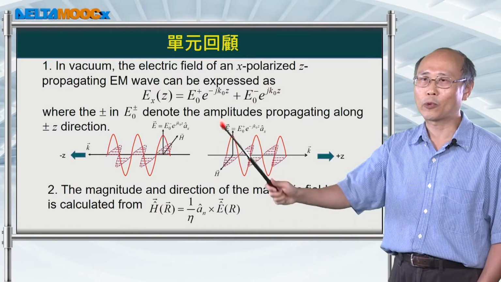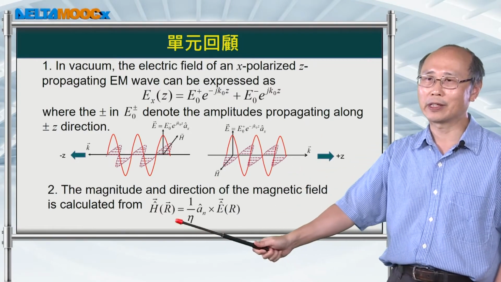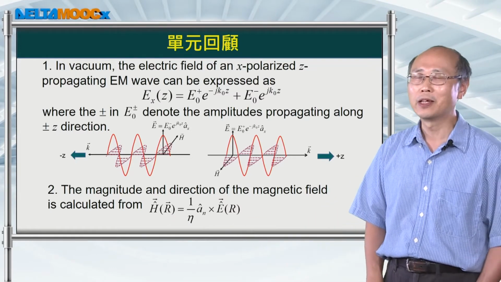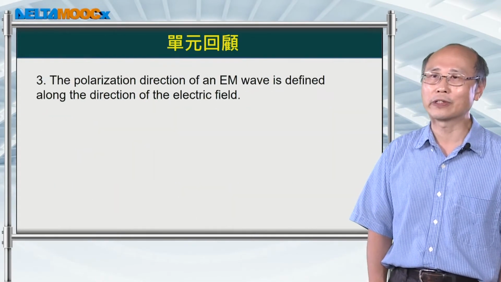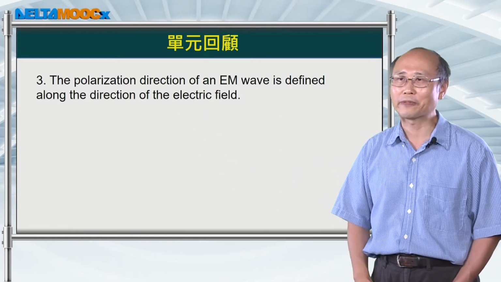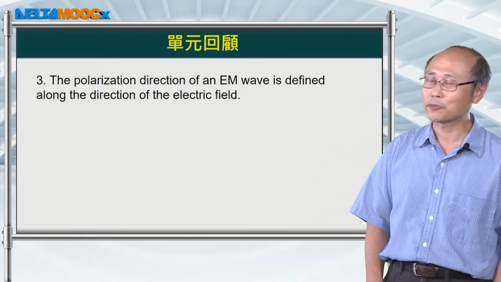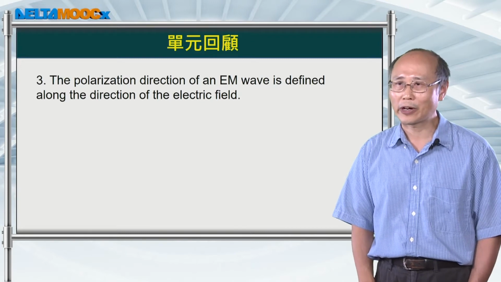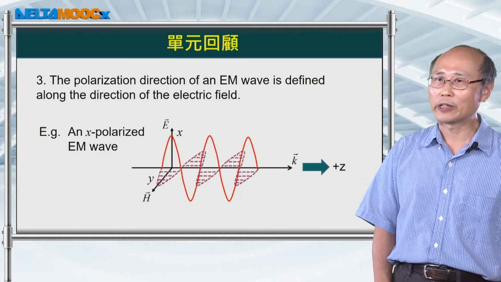And once you know the direction of the electric field, you can always calculate the direction of the magnetic field by using this expression. So in this lecture, we talk about polarization of the wave. And the polarization of an electromagnetic wave is defined along the direction of the electric field. That is because once the electric field direction is defined, and we know the direction of the propagation of the wave, the magnetic field is already fixed.